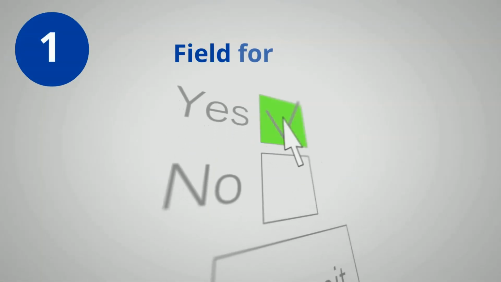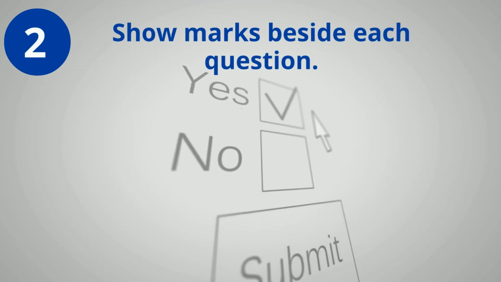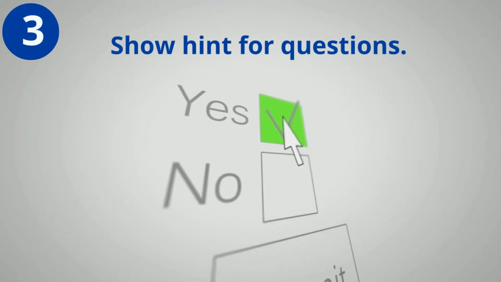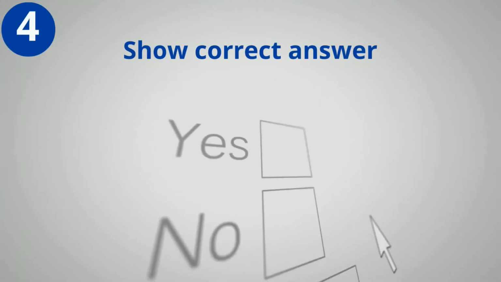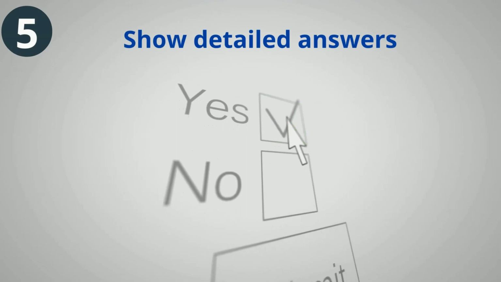Option 1, field for name. Option 2, show marks beside each question. Option 3, show hint for questions. Option 4, show correct answer. Option 5, show detailed answers.